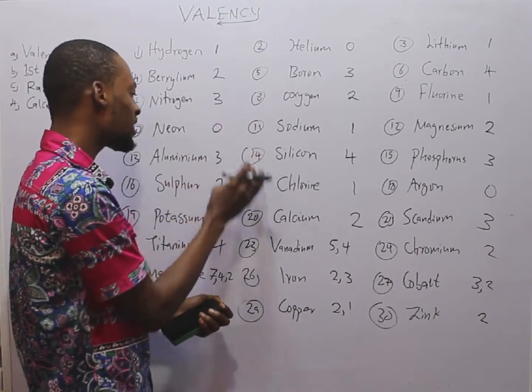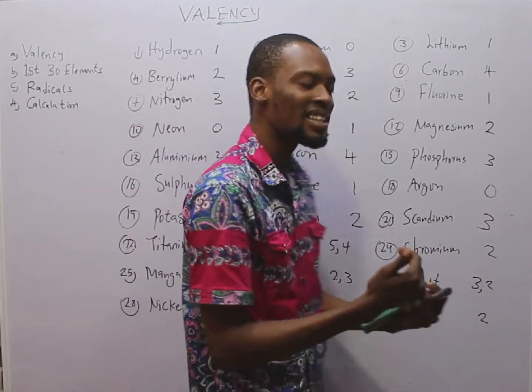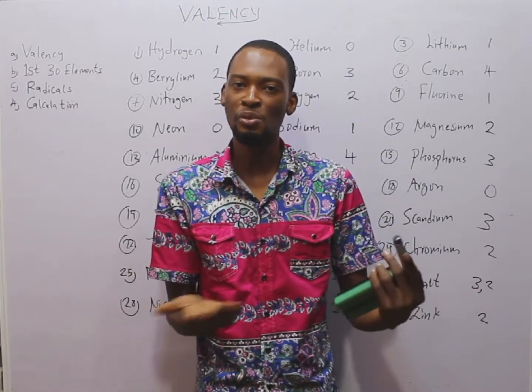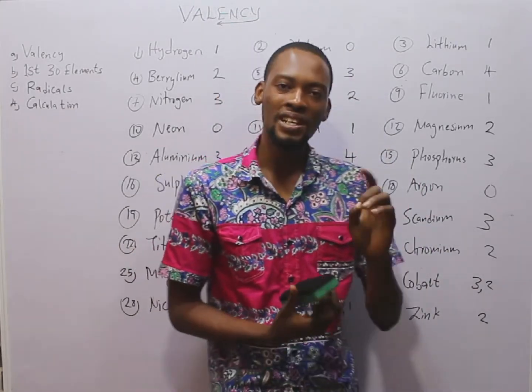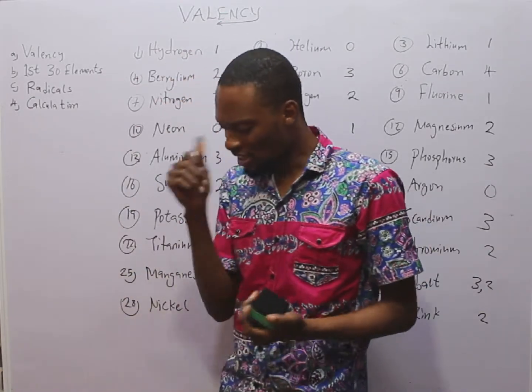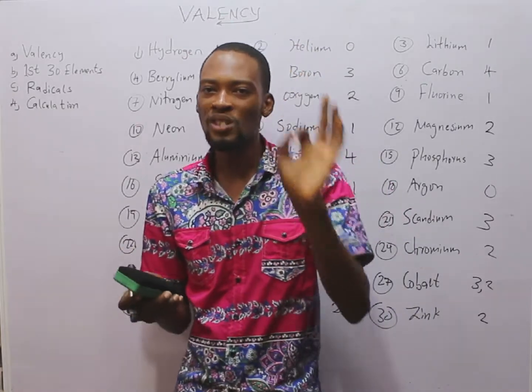You notice something? The ones with the valency of 0 have completed their configuration. They have 0 electrons to give or receive in their outermost shell. This is why they have a valency of 0. Now let's look at radicals. What is a radical? A radical is simply a group of atoms that possess a common charge.